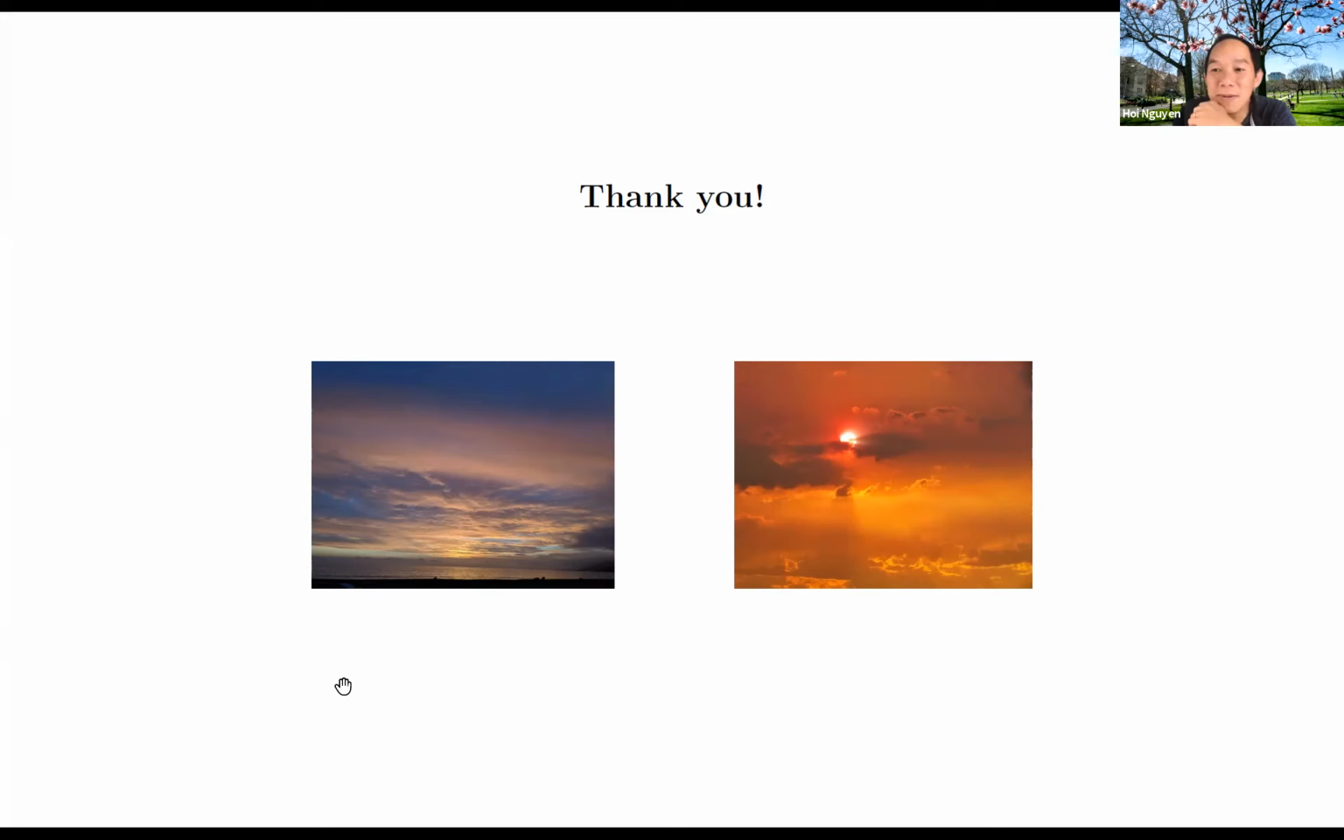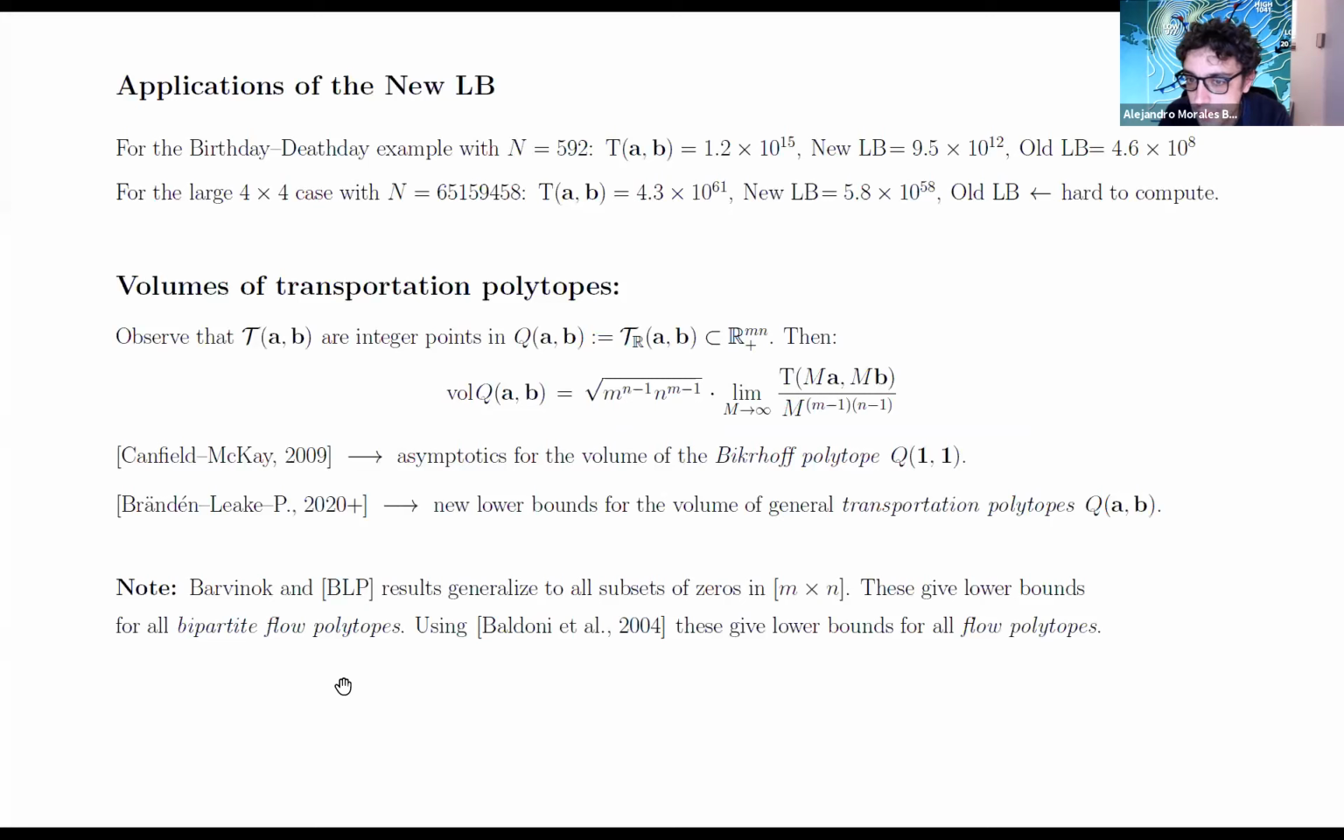So, I have a question. For the volume of the Birkhoff polytope, is the lower bound better than the previous lower bounds? No. Canfield and McKay computed the whole asymptotic. Oh, so it's a precise asymptotic. It's essentially because you know that the number of contingency tables in this case is the same as whatever is given by the independence heuristic. You just compute what the independence heuristic gives you.